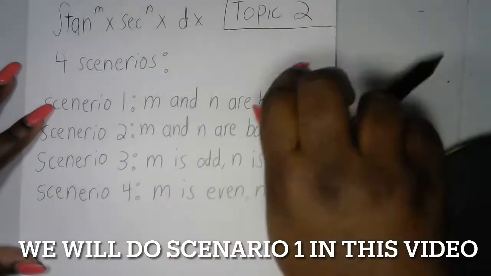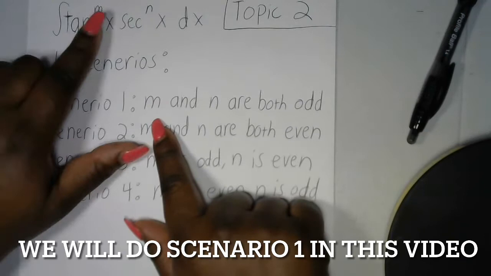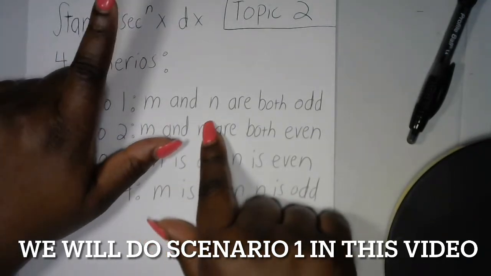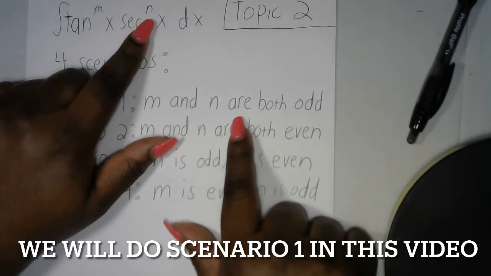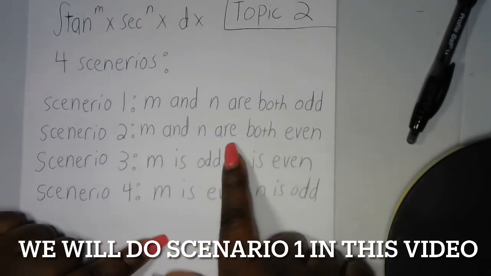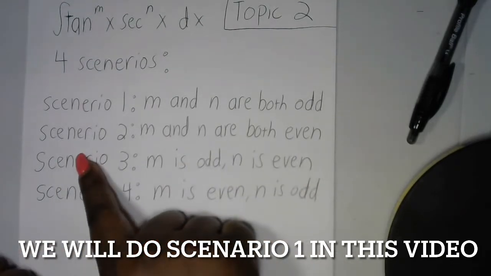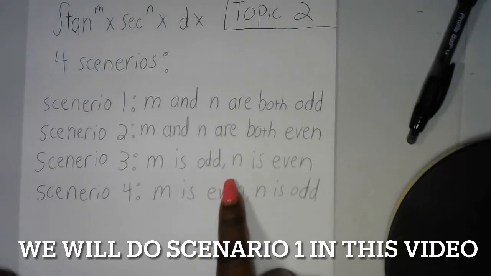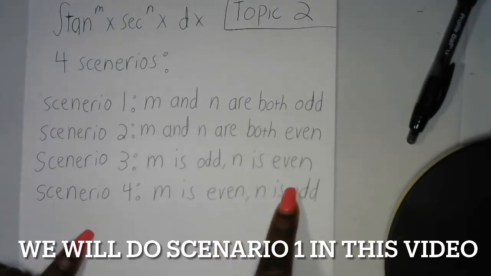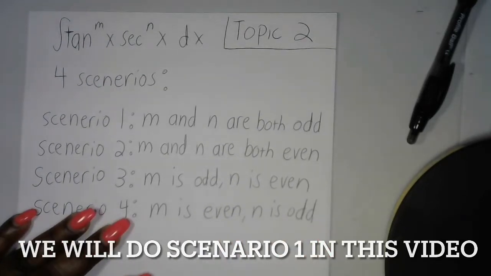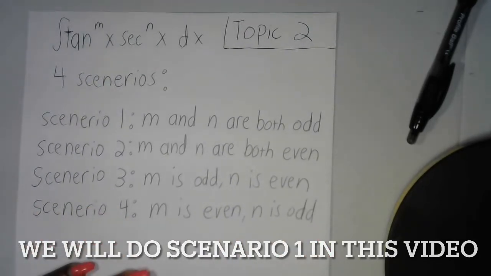Scenario 1 is where m, which is the exponent for the tan function, and n, which is the exponent for the secant function, are both odd. Scenario 2 is when m and n are both even. Scenario 3 is when m is odd but n is even, and scenario 4 is when m is even and n is odd. So that's what we're going to be working on in this video.